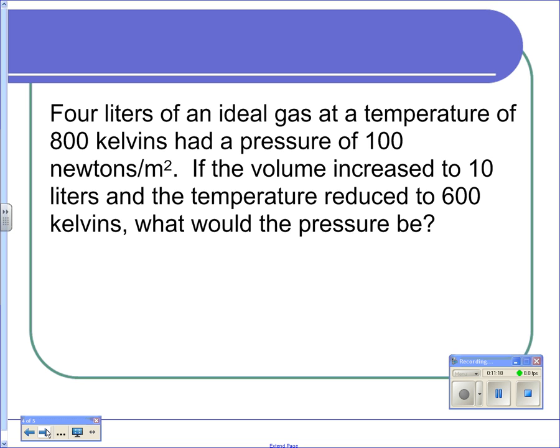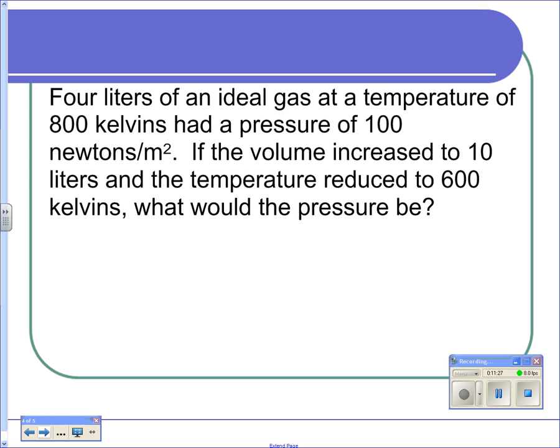Yeah, I don't know what to do. What is the formula we're going to use?